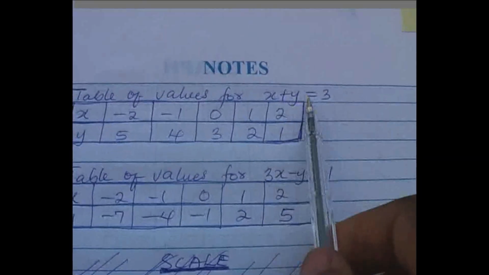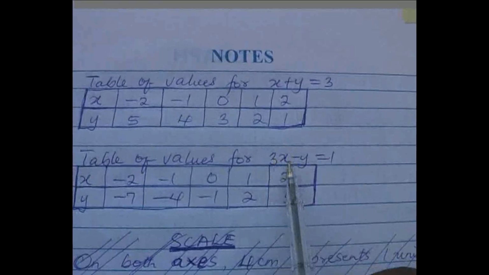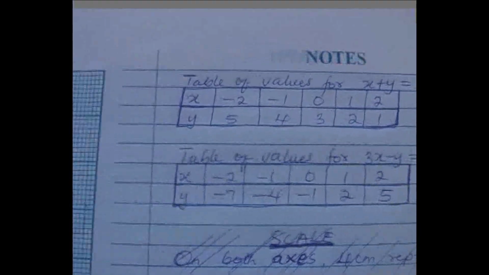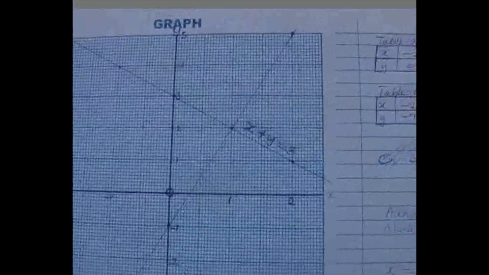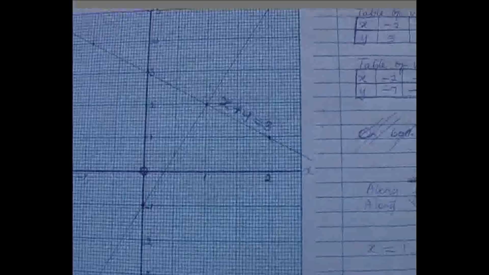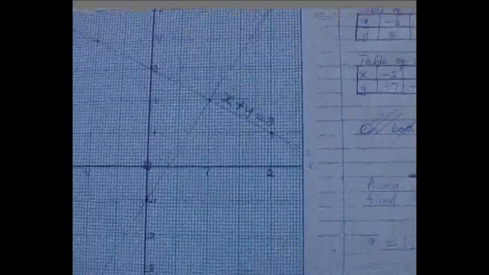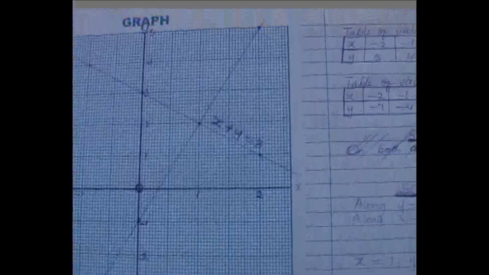That is exactly the values we got for x and y when we used the substitution method and the elimination method to solve these equations, x + y = 3 and 3x - y = 1. This shows you that no matter the method you use, either the substitution, elimination, or graphical method in solving your simultaneous equations, you will get the same answer.